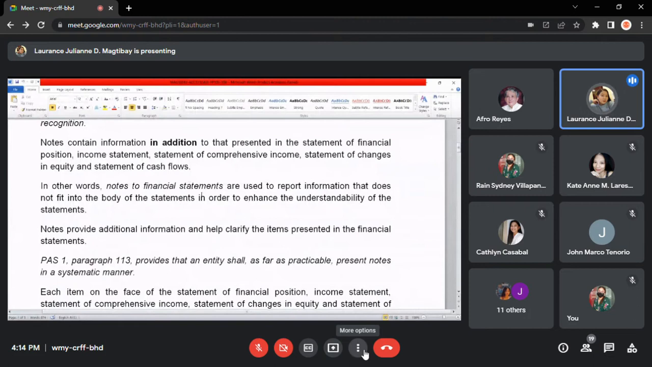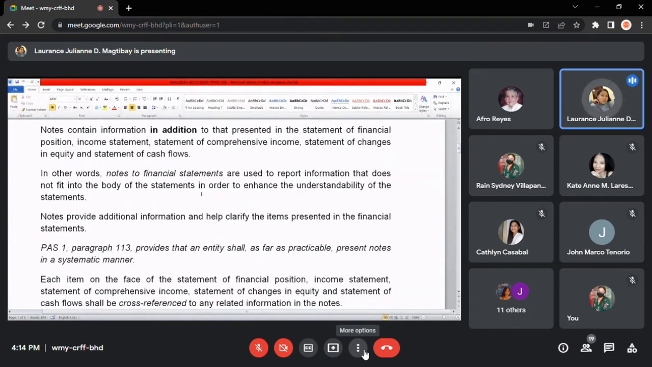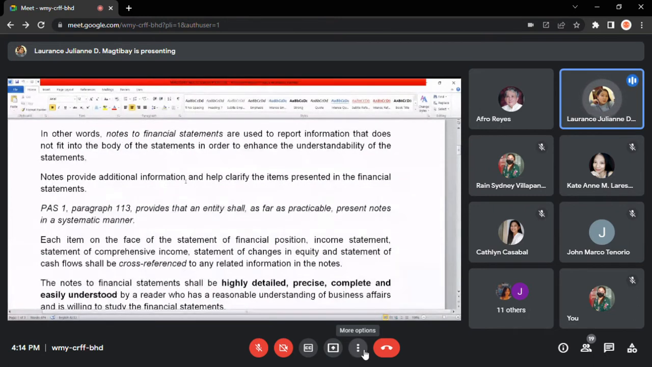Kaya meron tayong tinatawag na notes to financial statement. So next, notes provide additional information and help clarify the items presented in the financial statements. So pag makakita kayo ng notes to financial statements, meron doon minsan mga definition ng mga accounts, and dahil dun sa notes nagkakaroon tayo ng additional information para mas maintindihan natin kung ano yung mga items na naka-present dun sa financial statements.